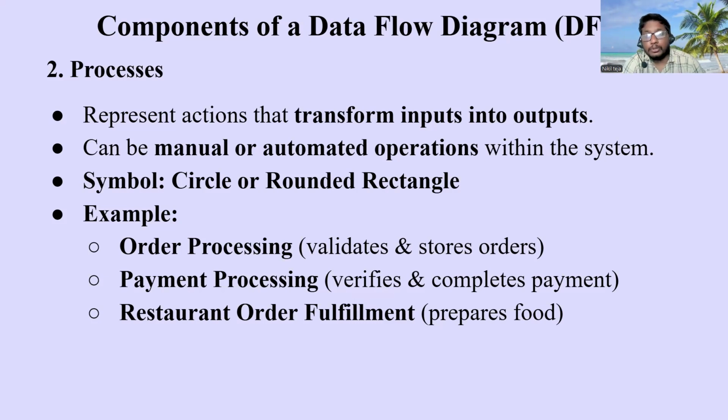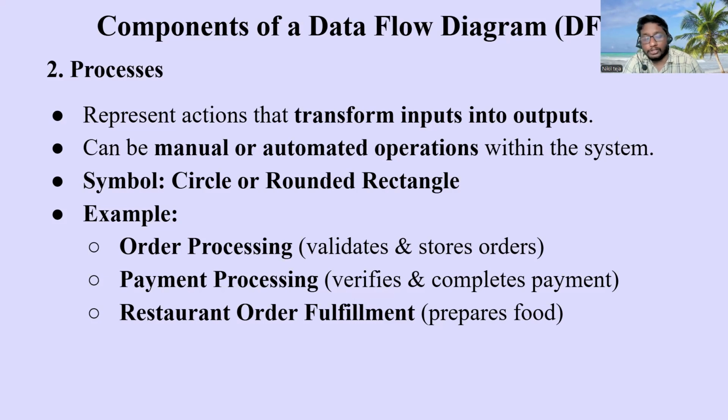It can be manual or automated operations within the system, based on the system. The symbol of a process is a circle or rounded rectangle. In most of the cases we will be using circles only instead of rounded rectangles. Why? Because the stakeholders will be confused. So we will be majorly using circles only in order to represent processes.